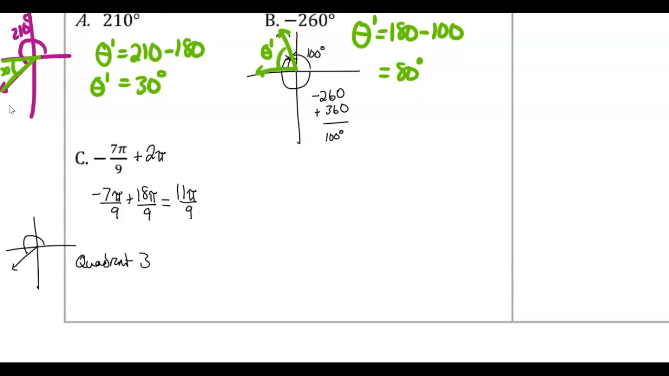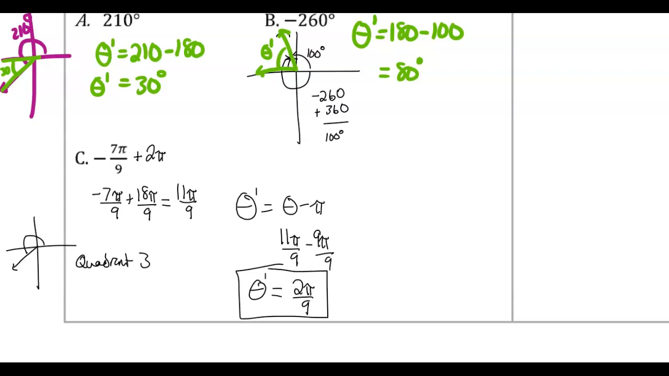So I can look up the rules for quadrant 3. The rules for quadrant 3 say you take your angle and you subtract pi from it. So if you have 11 pi over 9 and you subtract pi, think of pi instead as 9 pi over 9. So 11 pi over 9 minus 9 pi over 9 is 2 pi over 9. And honestly, if you find it easier to convert it to degrees first and then find the reference angle, that's one trick you can do if you're struggling with the radian measure.